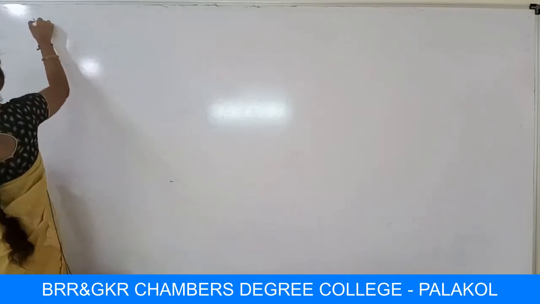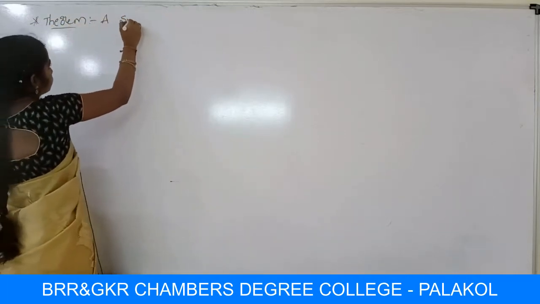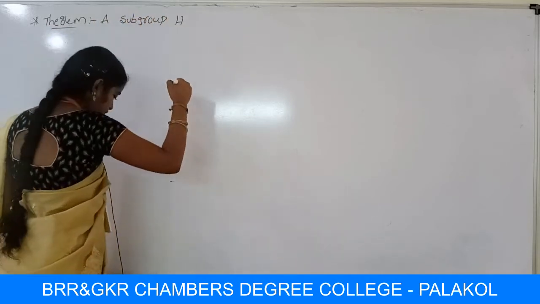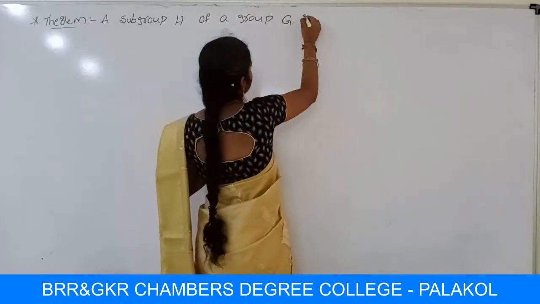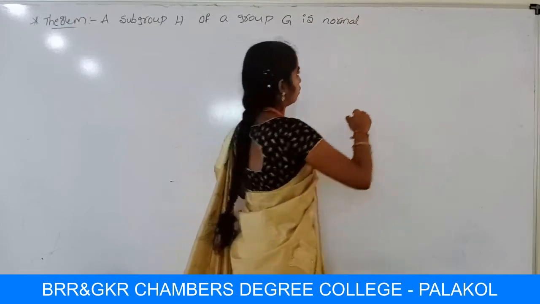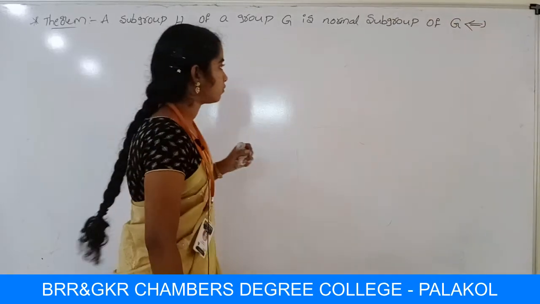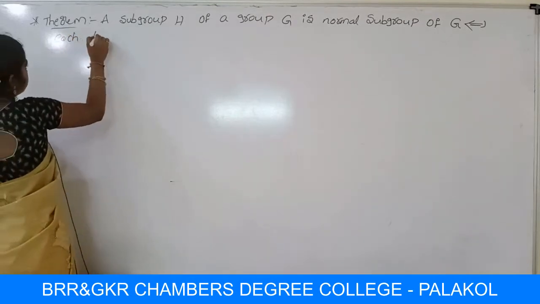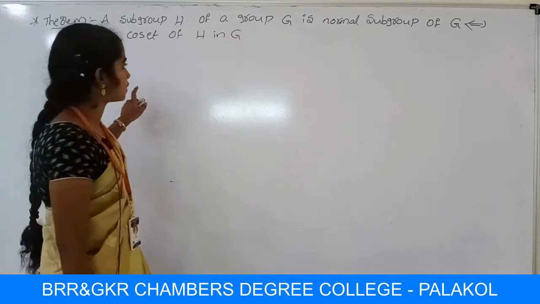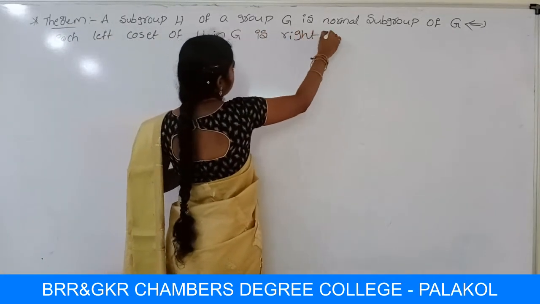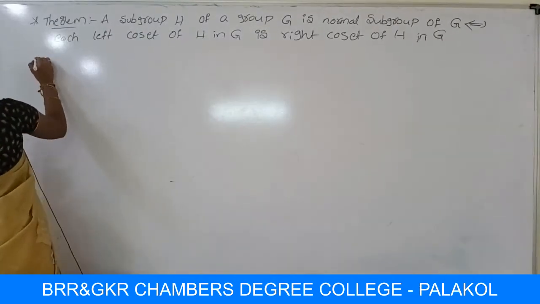So next theorem statement: a subgroup H of a group Z is a normal subgroup of Z if and only if each left coset of H in Z is a right coset of H in Z. So proof.